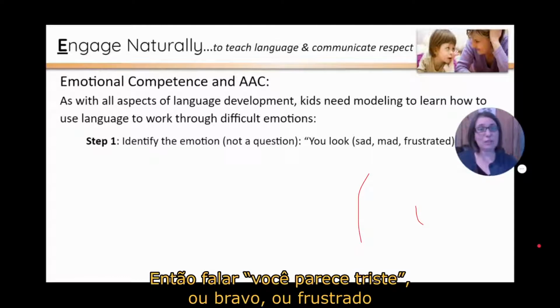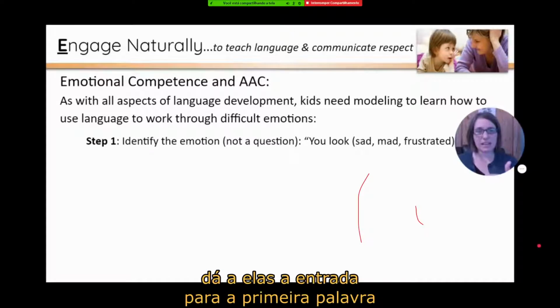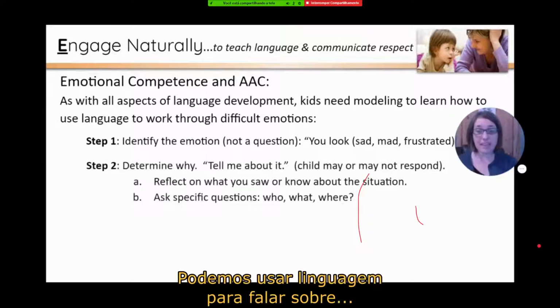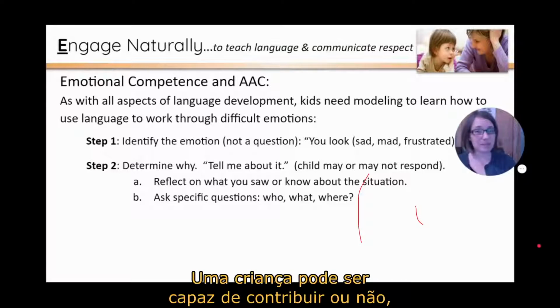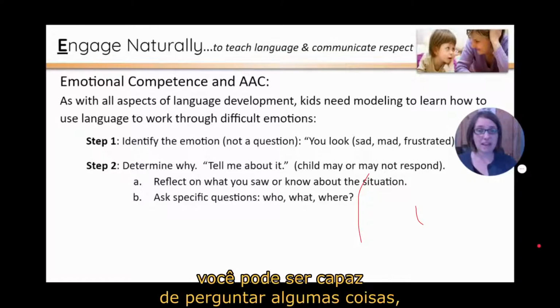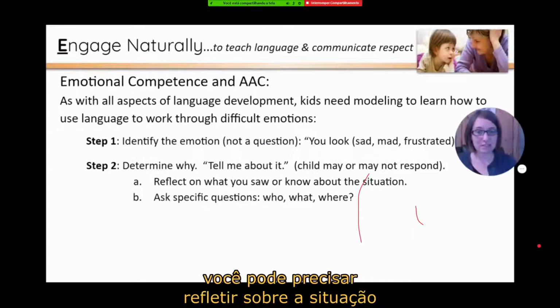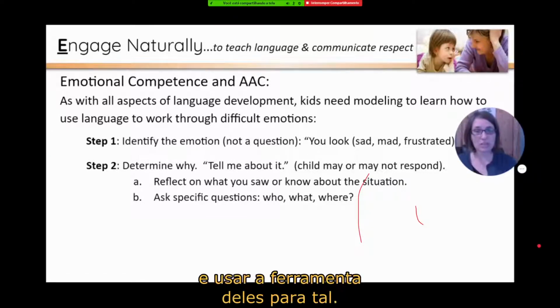So saying, you look sad or mad or frustrated, gives them that first entry, that first word to start to unpack where they are. And then we can use language to talk about it. So the child may be able to contribute to this or they may not. You might be able to ask some questions, but you might have to make a best guess. You might need to reflect on the situation and use their tool to do so.